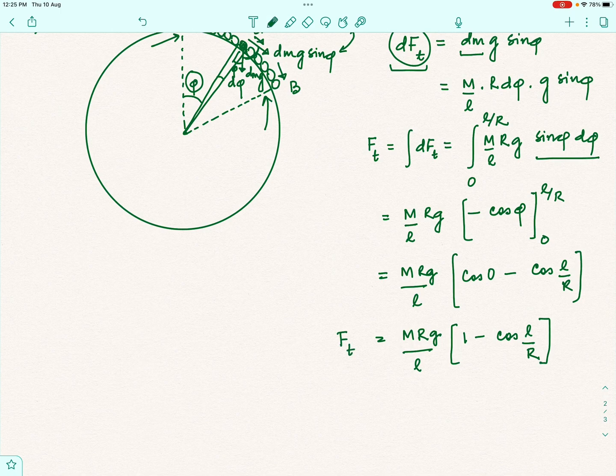Now, how do we find out the tangential acceleration from here? Tangential acceleration is nothing but the tangential force divided by the mass. So, you just divide the mass over here. The mass will cancel out and we will be just left with Rg by L into 1 minus cos L by R, which will be the final answer for the third part.